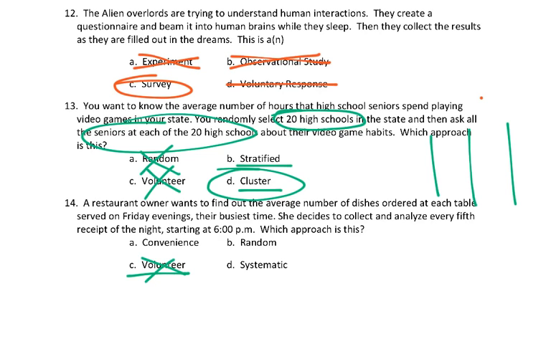Okay, volunteer would be having somebody outside the restaurant asking for people to talk about it, so not that. A volunteer would be more putting it on the table and letting them fill it out. Sorry. Convenience would be somebody out there just asking people as they leave. Random would just be totally randomly picking it, whereas she has a systematic with every fifth. So, systematic.